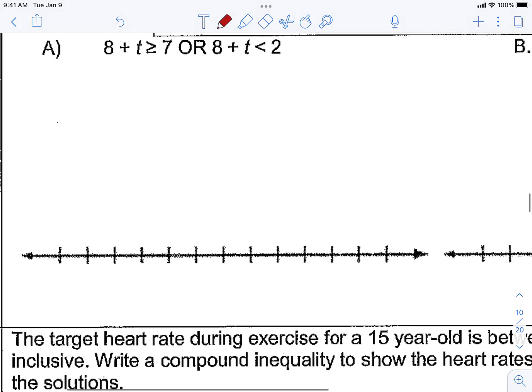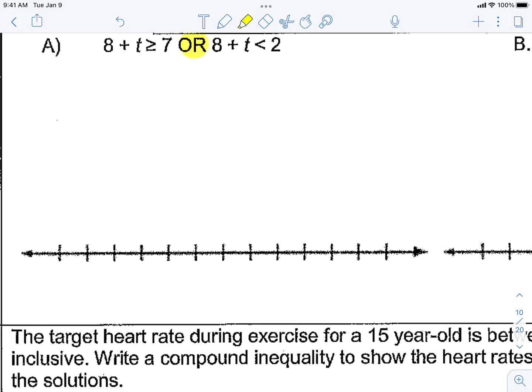So if we look at the first one, we know it's an OR because we see the word OR. There's no tricks to ORs like ANDs where it can be written differently. If it's an OR, you will see the word OR. We solve both of them separately. So the first one, I'm subtracting 8 on both sides. I'm still bringing down that word, OR, just so I remember.